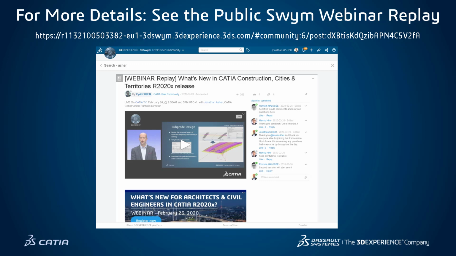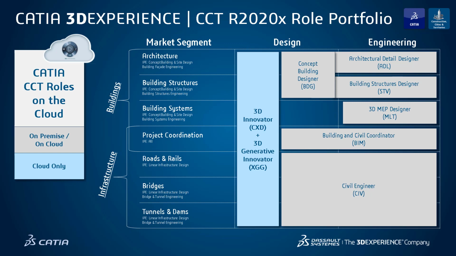So I'll start by giving a brief overview of the CATIA portfolio for CCT and 20X. This hasn't changed since the previous release. We still have the 3D Innovator, 3D Generative Innovator packaged together into a special offer that's available to CCT customers. That's cloud only, and that includes both X Design and X Generative Design.